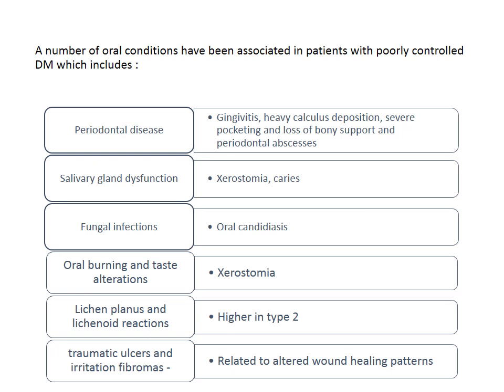Fungal infections, which is oral candidiasis, oral burning and taste alteration. This is again due to xerostomia. Lichen planus and lichenoid reactions may be seen, most commonly in type 2 diabetes mellitus. Then traumatic ulcers and irritation fibromas, which are related to altered wound healing patterns.